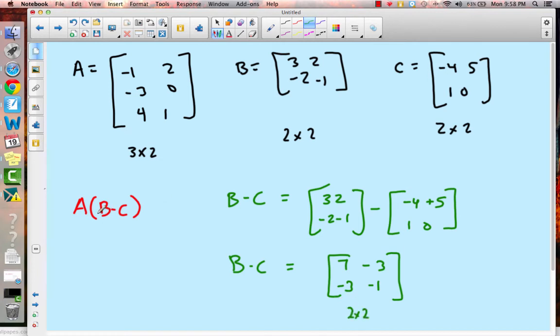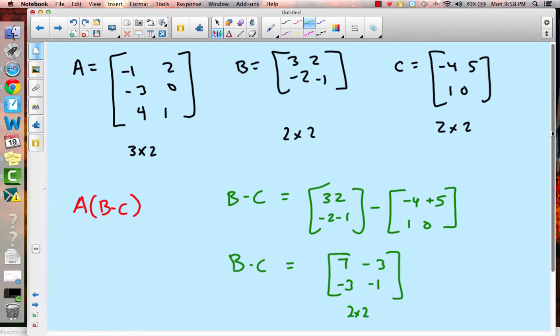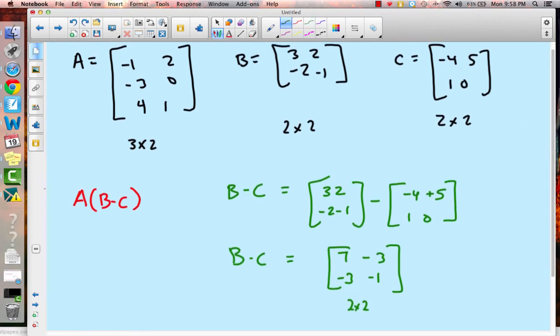And now what they want us to do is take A times this new matrix that we just came up with. So first off, make sure that it's the right dimensions to multiply. So can a 3 by 2 be multiplied by a 2 by 2? Yes, it can, because these match. So our new dimensions are going to be a 3 by 2. So it's going to be the same size as matrix A, and that's important to make sure you have it in the right size when you're finished.